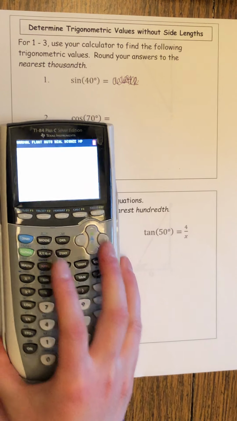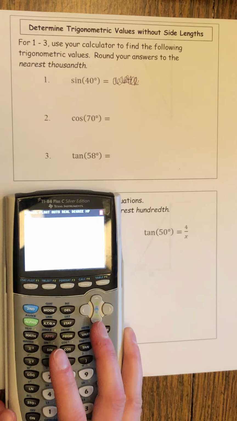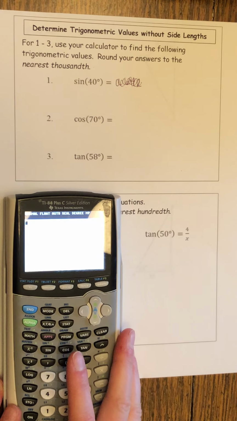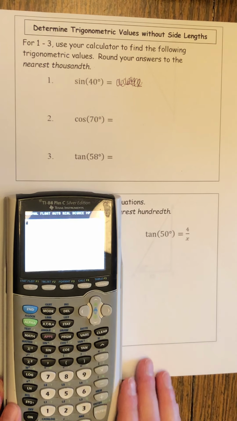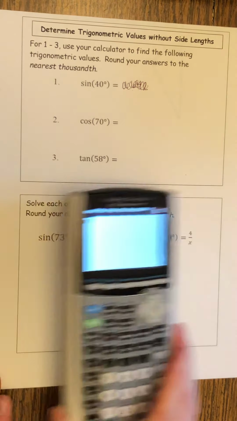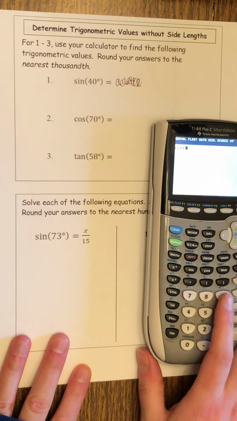So for problems 1 through 3, it says use your calculator to find trig values. Round your answer to the nearest thousandth. Basically the first couple problems here are going to be really easy. You just need to know how to locate the sine, cosine, and tangent buttons. So my sine button is right here.